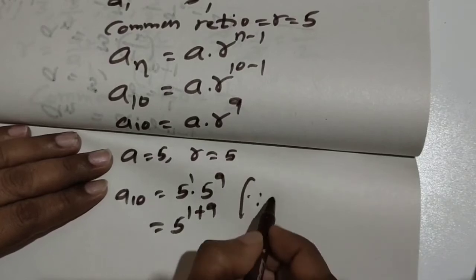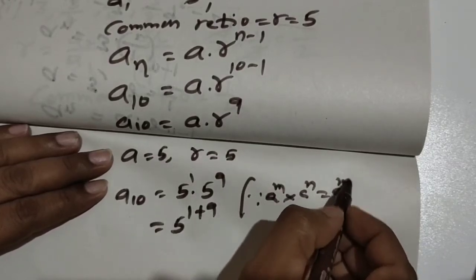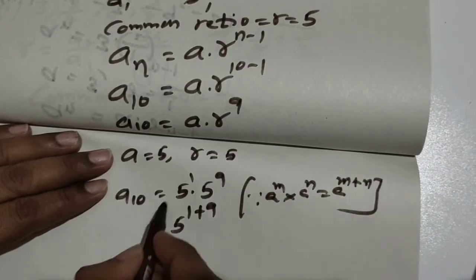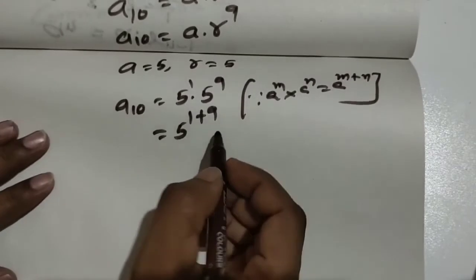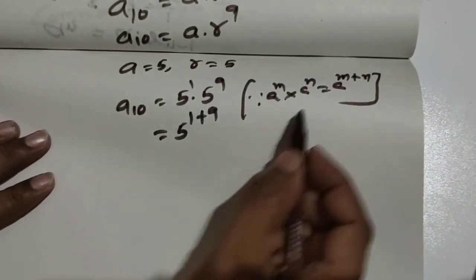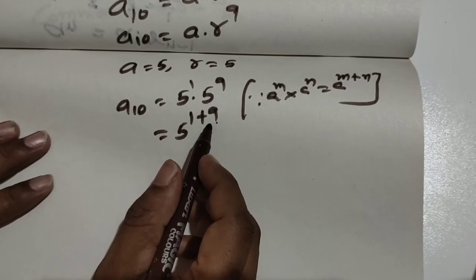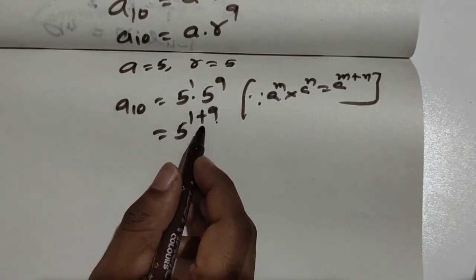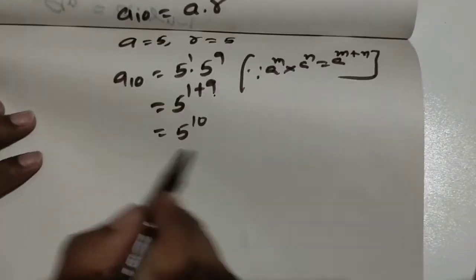Since we know that in exponent laws, a to the power m into a to the power n can be written as a to the power of m plus n, that is, if the bases are equal, the powers should be added. By that formula we can write 5 to the power of 1 plus 9, simply 5 to the power of 10. No need to expand it, simply leave it as it is.